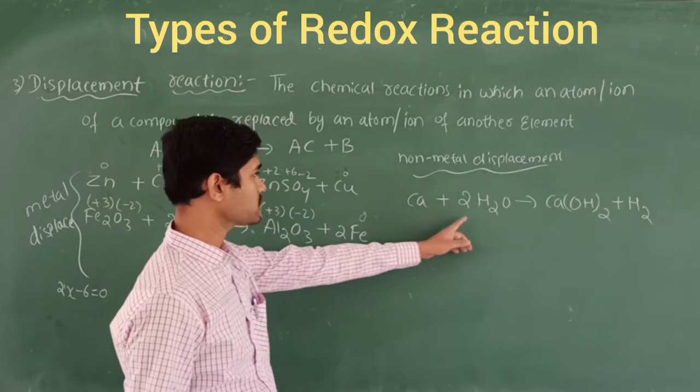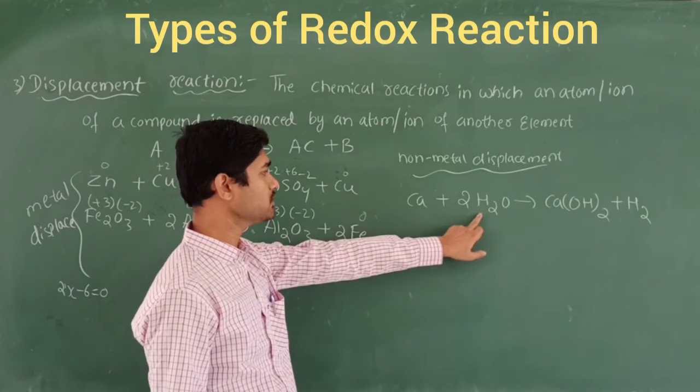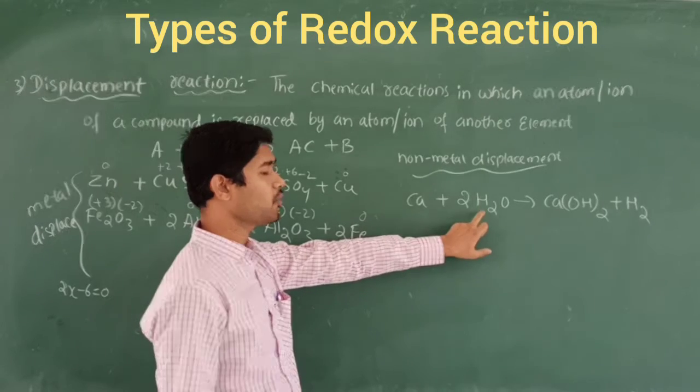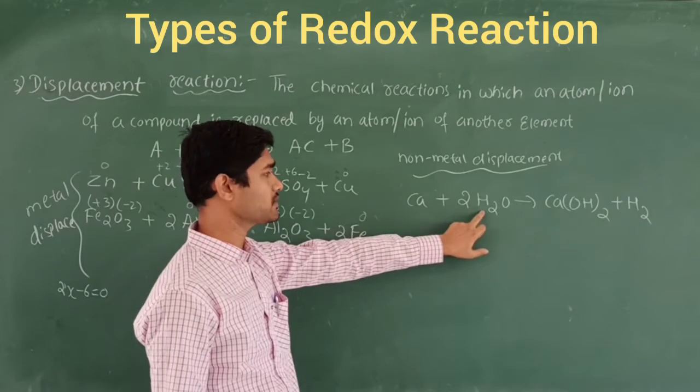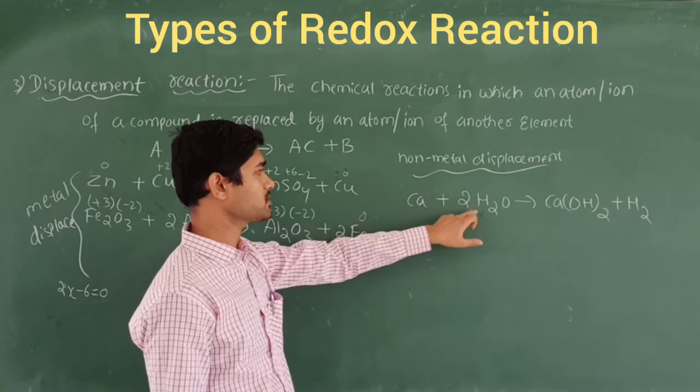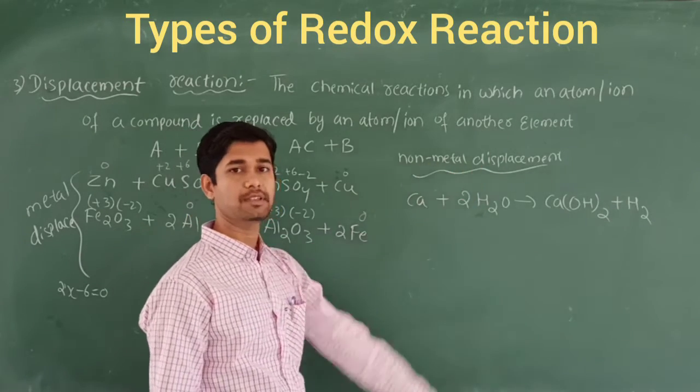So this type of reaction is where the hydrogen molecule is going to be displaced from the water molecules. Here, water is a non-metal compound, right? It is an example of a non-metal. That's why this type of reaction comes under the non-metal displacement reaction.